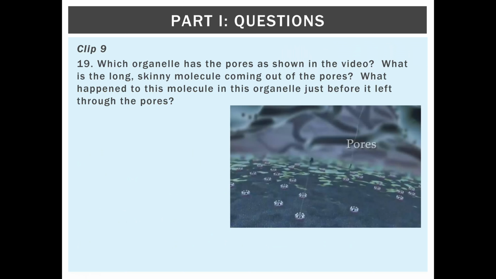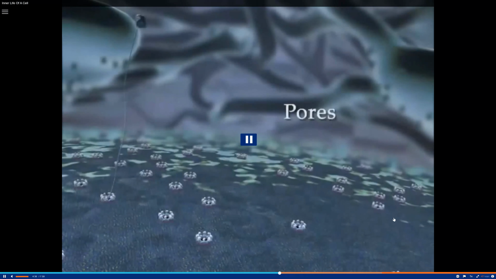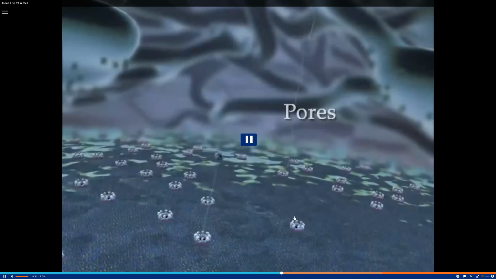Okay, last clip. Clip 9 is the longest one, and while it technically ends before the end, I'm going to go ahead and let this play out. I'm also probably going to give some of the answers away because I want you to see what's happening while it's happening. So we're going all the way to the nucleus now. This is the nucleus at the bottom.